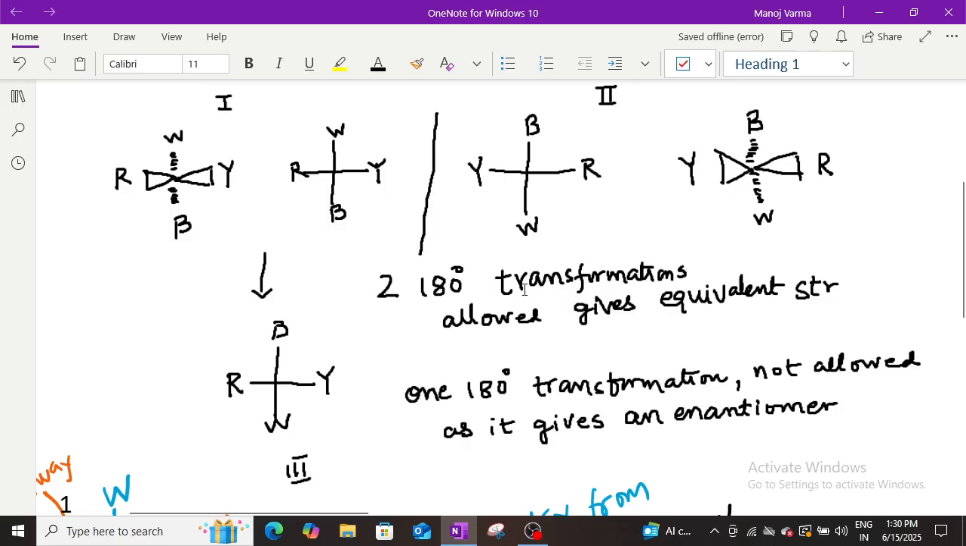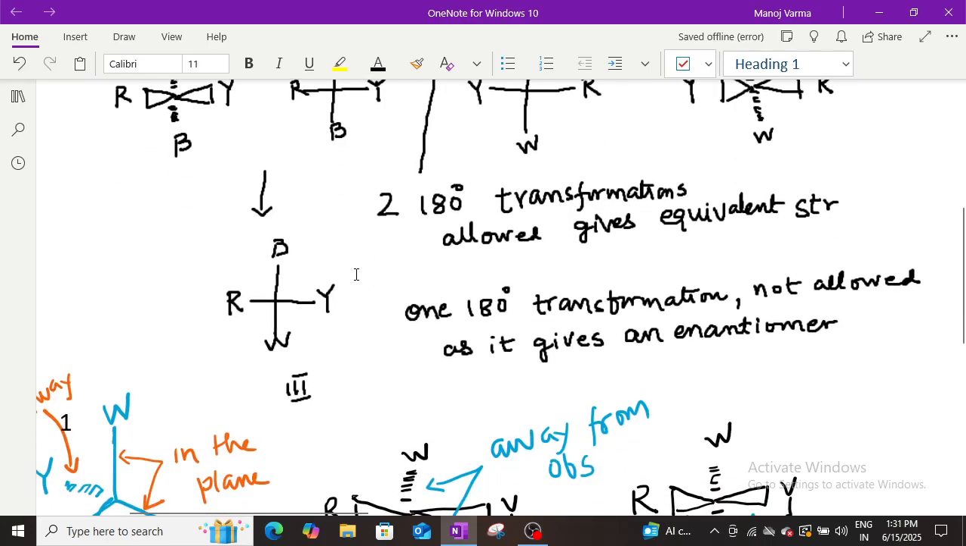And when you do two 180 degree transformations, they are allowed, and that gives you equivalent structures. That means 1 and 2 are representing the same molecule. They are not representing two different molecules. So two 180 degree transformations are allowed.